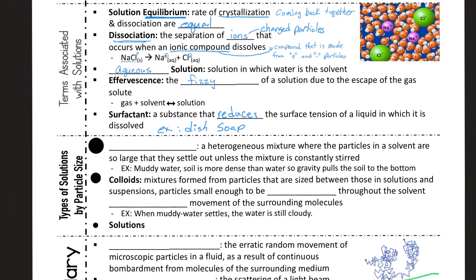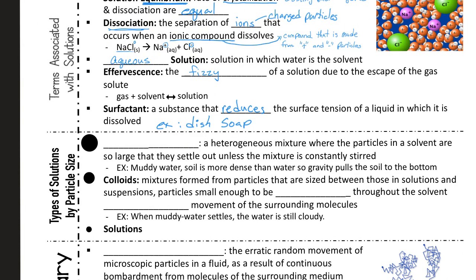A heterogeneous mixture where particles in solvent are so large that they settle out is called a suspension. Muddy water is a great example. The soil is more dense than water, so gravity is going to pull the soil to the bottom. A colloid is a mixture formed from particles that are sized in between those of solutions and suspensions. The particles are small enough to be held throughout the solvent due to the movement of the surrounding molecules.